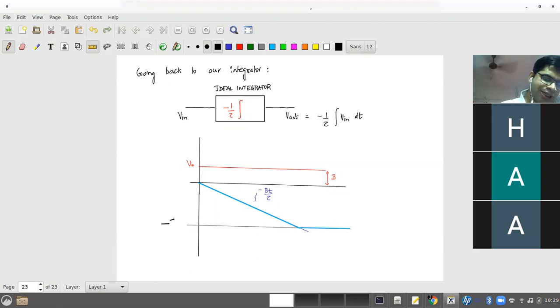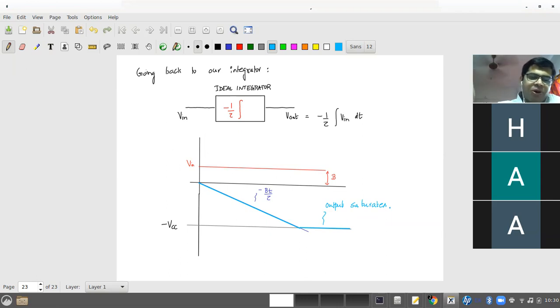Suppose this is minus VCC. Then the output saturates. So this is the case even if you have the circuit working as a nice integrator.